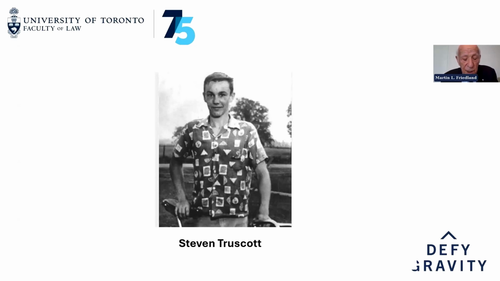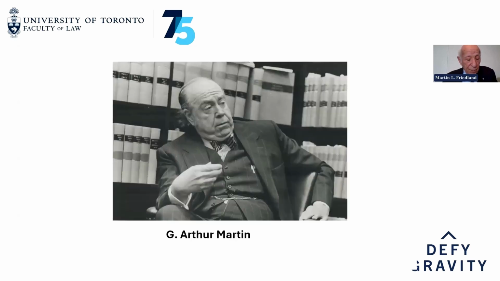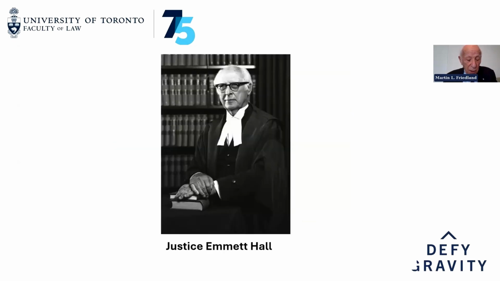Doubts about his guilt started to appear, spurred on by a book on the case. As a result, the federal cabinet requested that the Supreme Court of Canada hear an appeal. The great criminal lawyer, G. Arthur Martin, presented the appeal. In 1967, the Supreme Court of Canada turned down the appeal with a strong dissent by Emmett Hall. Truscott was released on parole in 1969.